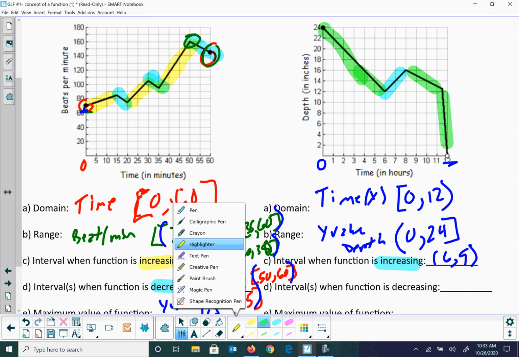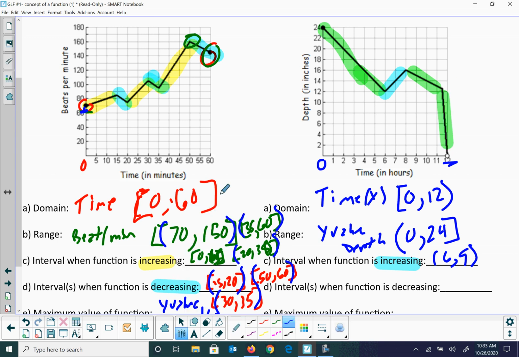Okay, so it's going to decrease, and we're going to put each interval in there. So we're going to go, it's decreasing from rounded bracket 0 to 6, 9 to 11.5, and then 11.5 to 12. Soft brackets on each of those.